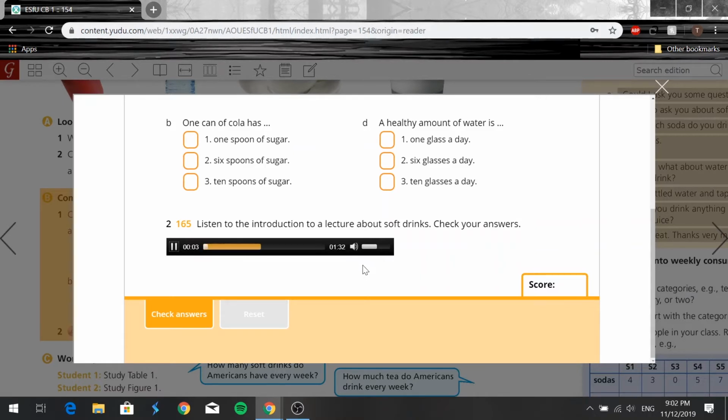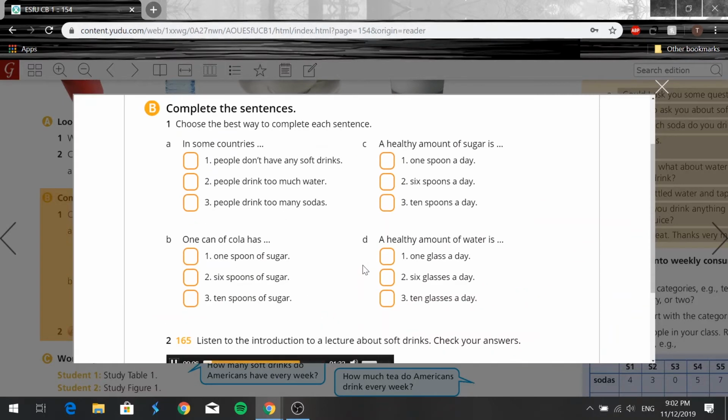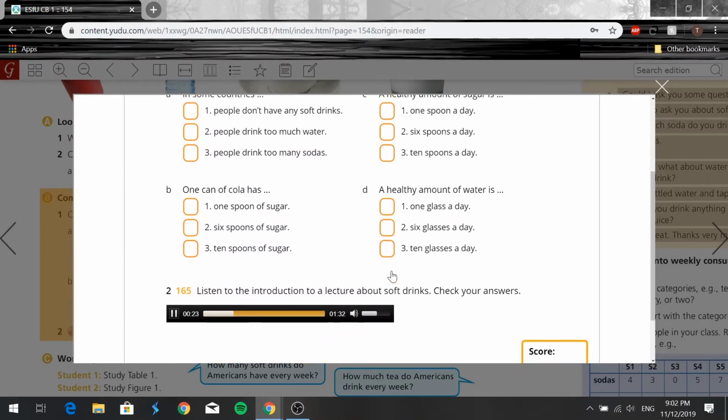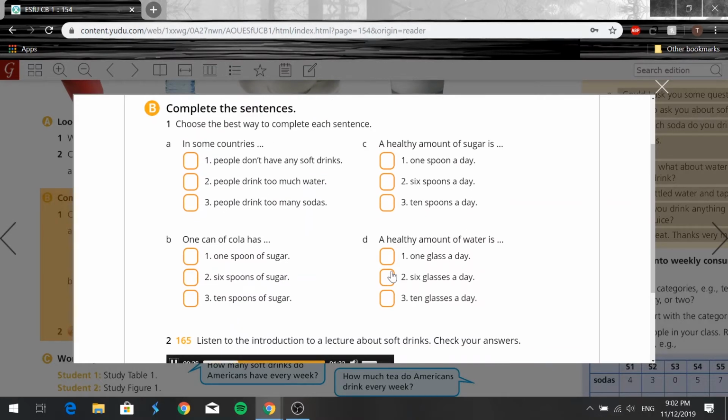165. Lesson 2. Speaking. Exercise B2. Listen to the introduction to a lecture about soft drinks. Check your answers. We are going to do a survey today into soft drinks. Soft drinks are sodas, like cola. They are also juice, water, and tea and coffee. There is a problem in some countries with soft drinks. People are thirsty, so they drink a soda. They don't drink water. People drink too many sodas, and this is bad for their health. Why are sodas bad for your health? Because a can of soda has about 10 spoons of sugar in it.